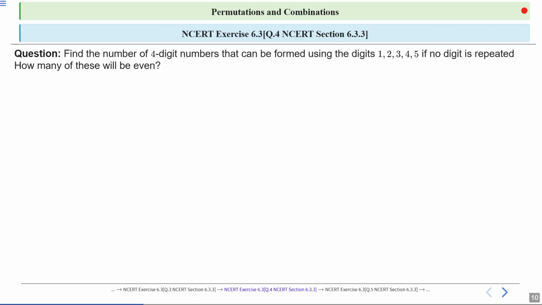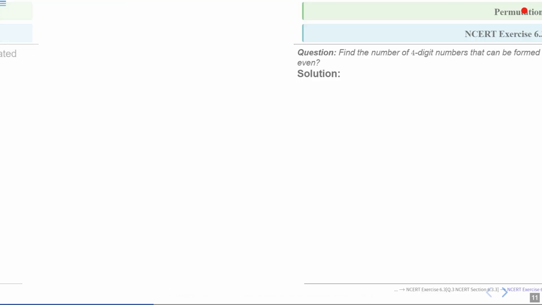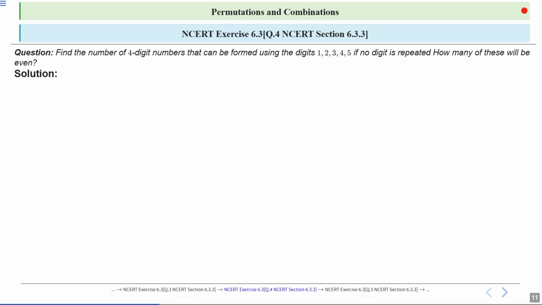Now look at question number 4. This question asks us to find the number of 4-digit numbers that can be formed using the digits 1, 2, 3, 4, 5 if no digit is repeated, and how many of these will be even. That we have to also find. So let's see how to solve this question. Let's start the solution.